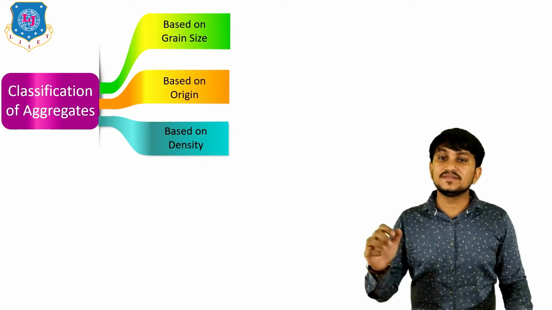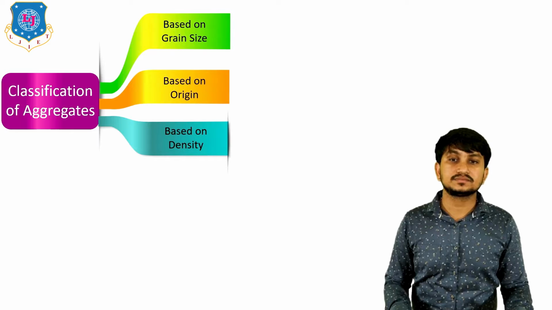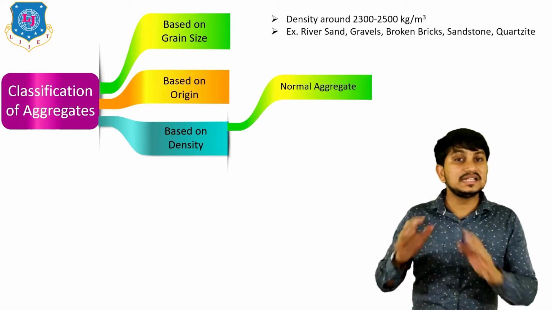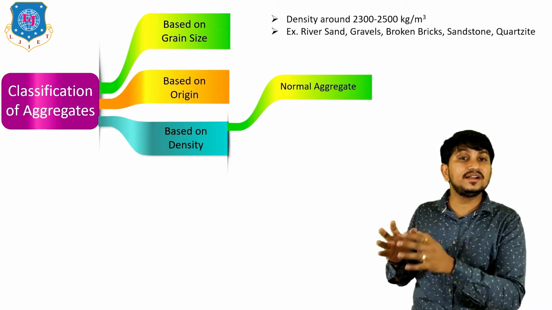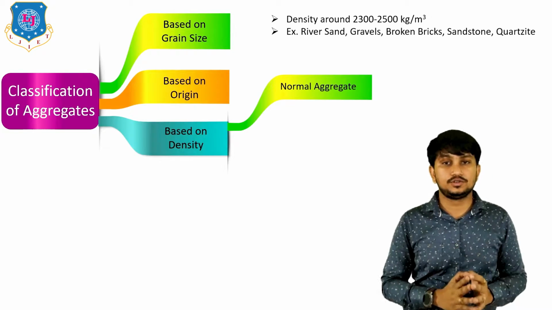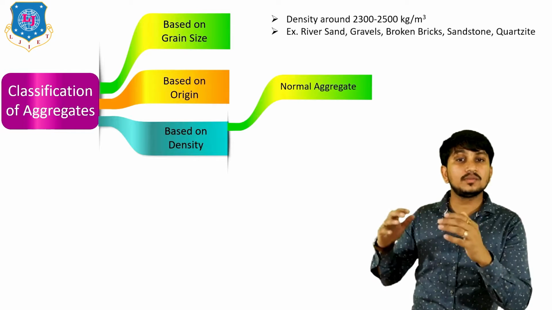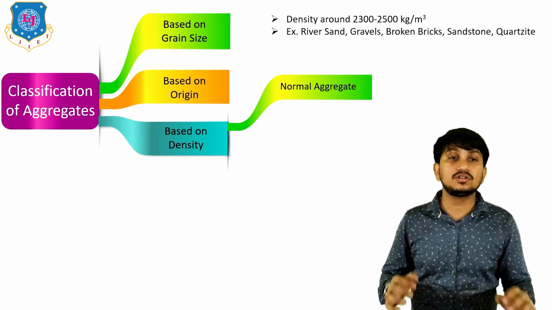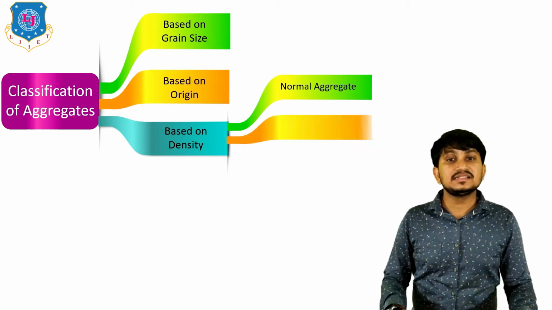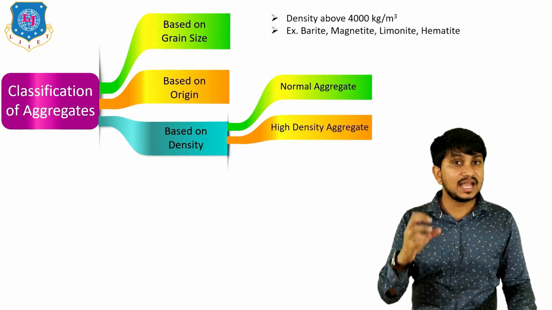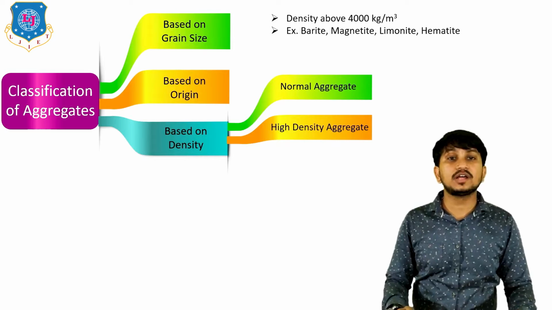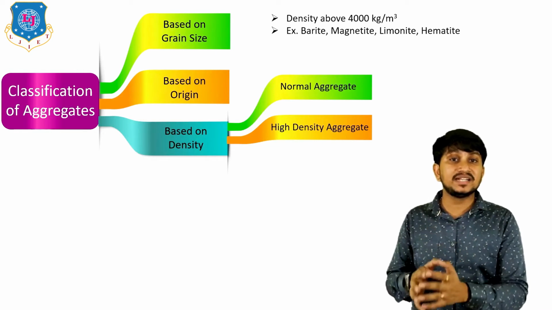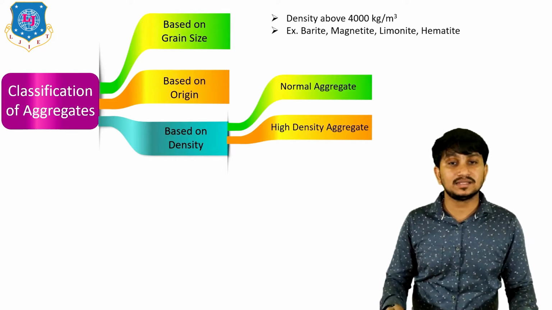Now let's see the classification based on density. Based on density, the first type is normal aggregate. Its density is around 2300 to 2500 kilogram per meter cube. The examples of normal aggregate are river sand, gravels, broken bricks, sandstone, quartzite, etc. Second is high density aggregates, having density above 4000 kilogram per meter cube. The examples of high density aggregates are barite, magnetite, limonite, hematite, etc.